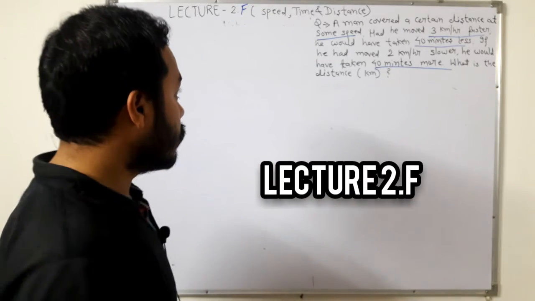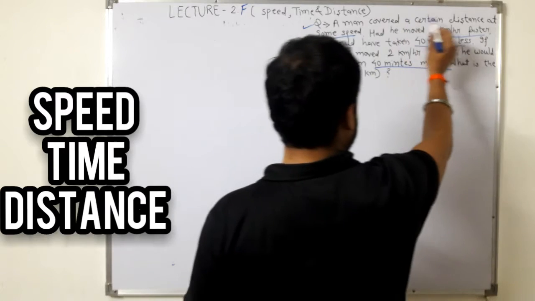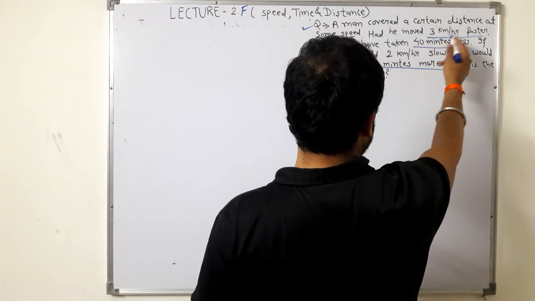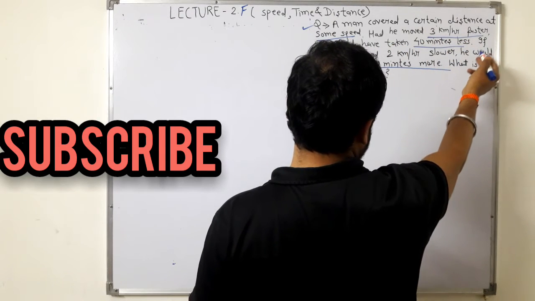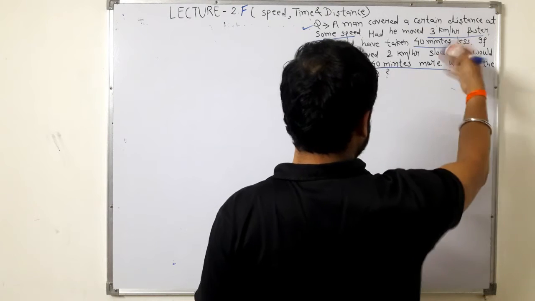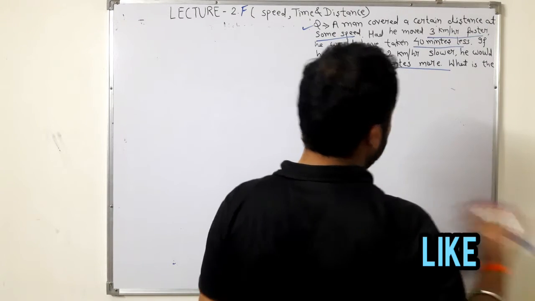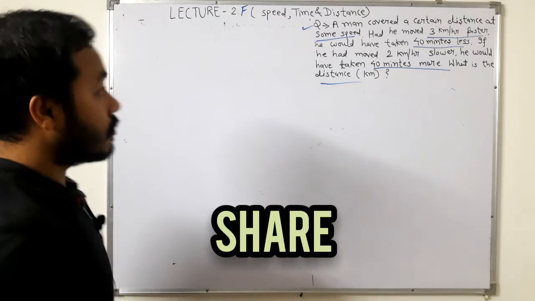So this question, the second question. The second question is: a man covered a certain distance at some speed. Had he moved 3 km per hour faster, he would have taken 40 minutes less. And if he had moved 2 km per hour slower, then he would have taken 40 minutes more. So what is the distance? Now here we need to find out the distance.